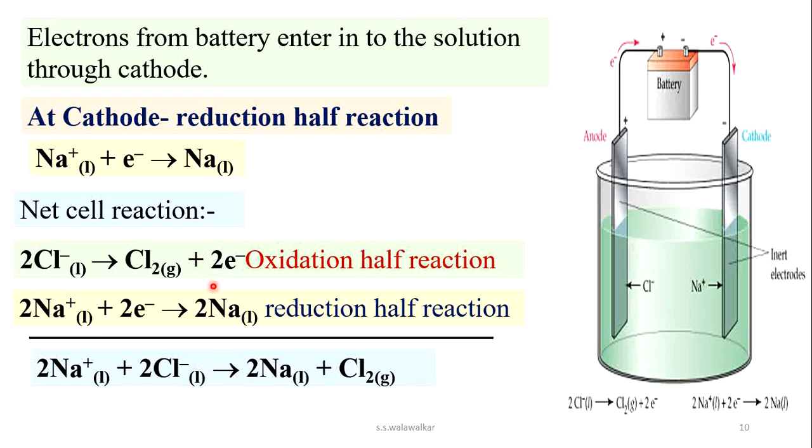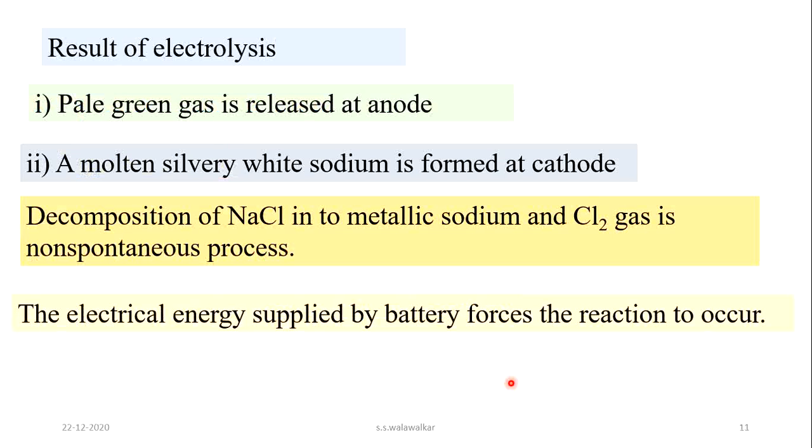So for the overall reaction, if you add these two equations, then you will get the redox reaction, that is twice Na⁺ ions plus 2 Cl⁻ ions gives you 2 sodium atoms, and chlorine gas. Chlorine gas is evolved at the anode, and sodium metal is deposited at the cathode. So this is the cell reaction or working of the cell.